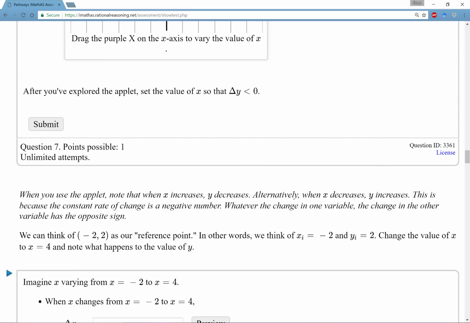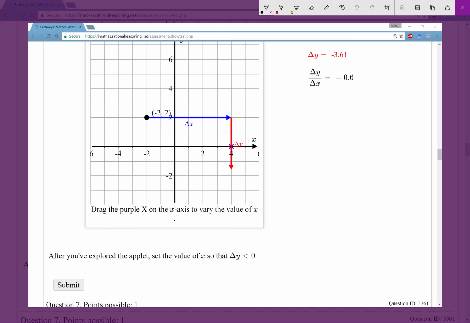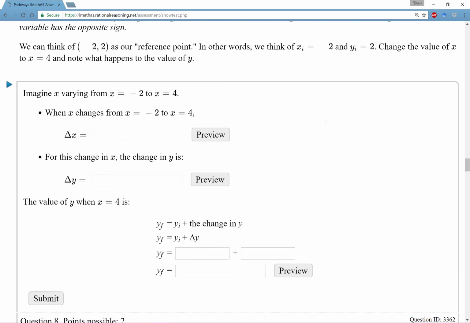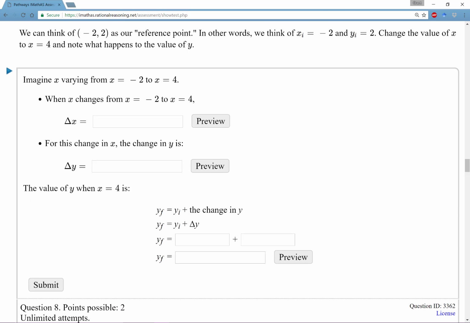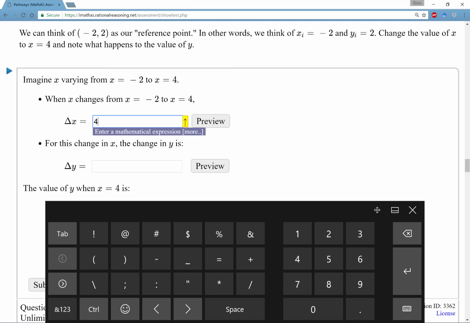So if we go back up to the applet and set x to about x equals 4, we notice that the current value of y, we're going to approximate to be a little less than negative 1, so maybe negative 1.2. We'll actually compute that value in a second. So if we scroll back down to the question, when x changes from negative 2 to x equals 4, what is the change in x? We know that the change in x is going to be equal to the final value of x, which is 4, minus the initial value, which is negative 2.